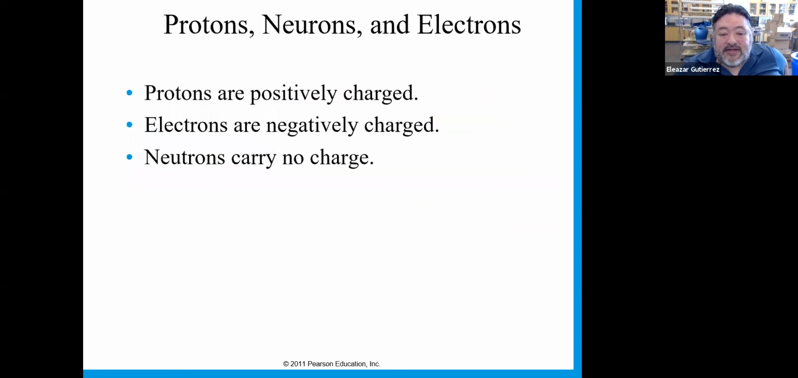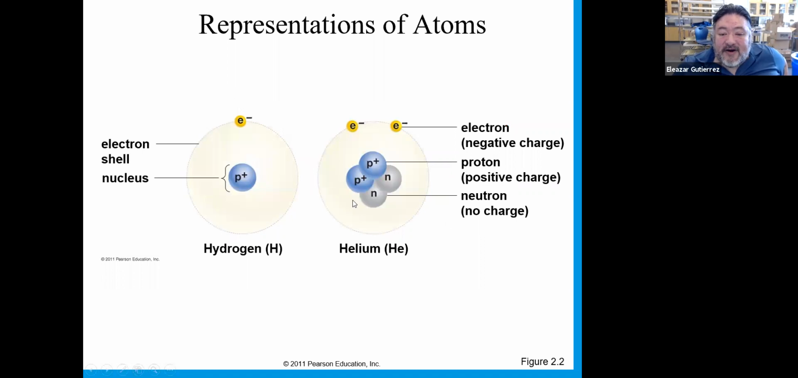Now the atomic mass of the element might vary. So for example, if I had one neutron in here in this helium atom, it would still be helium, but it would weigh a different amount. So it would have a different atomic mass, but the atomic number and the identity of the element would still be helium.